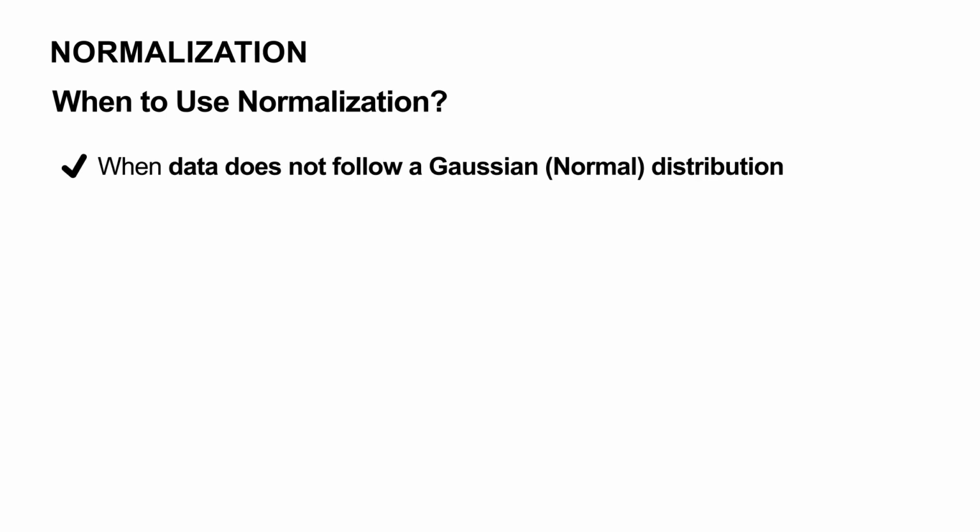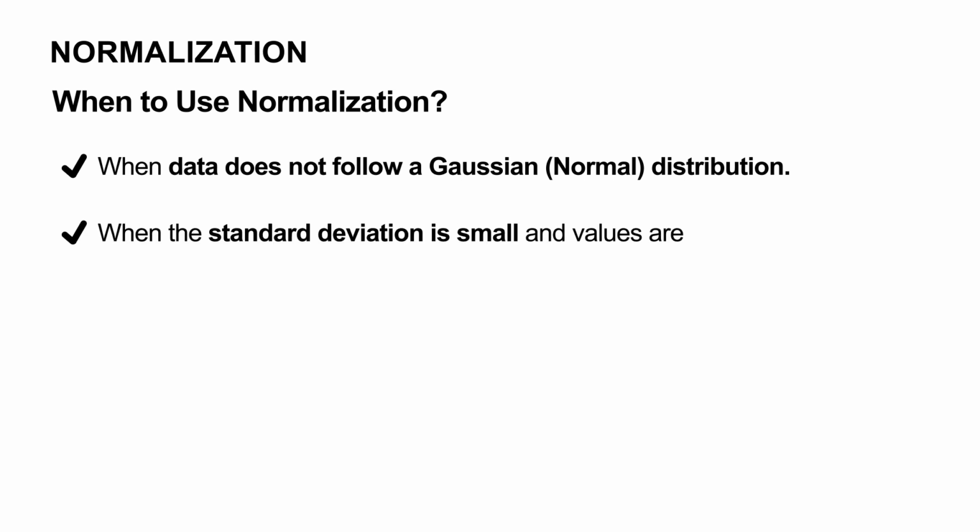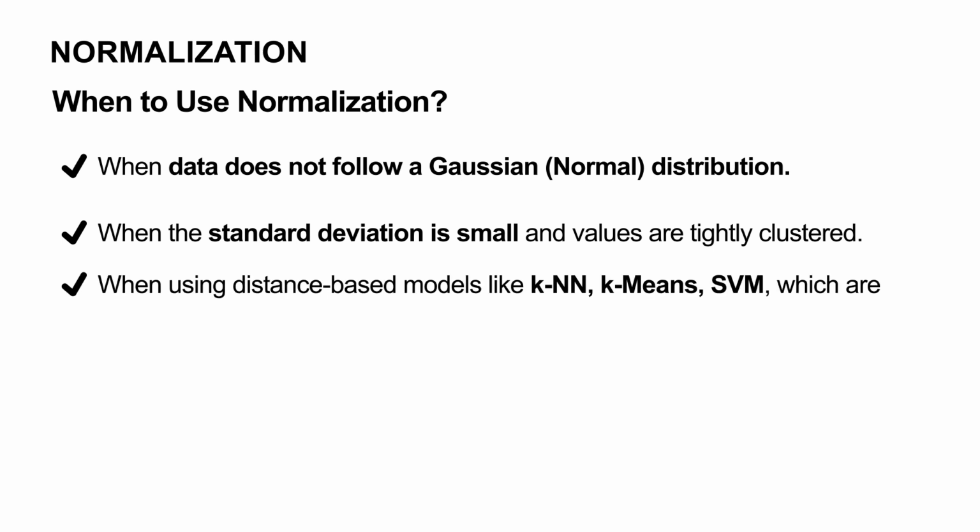When to use normalization. 1. When data does not follow a Gaussian normal distribution. 2. When the standard deviation is small and values are tightly clustered. 3. When using distance-based models like KNN, K-means, SVM, which are sensitive to feature magnitudes.